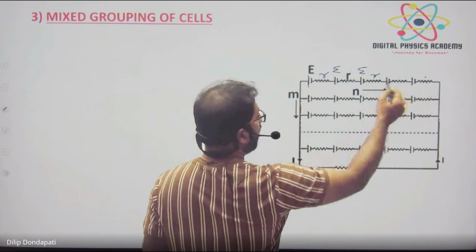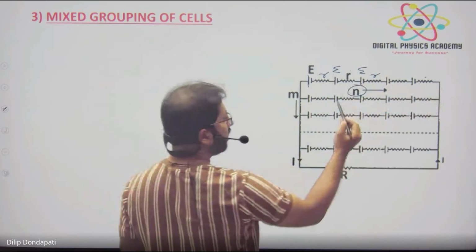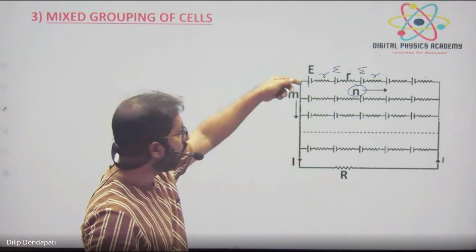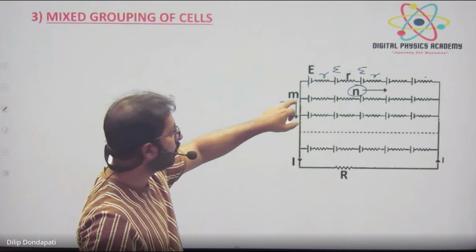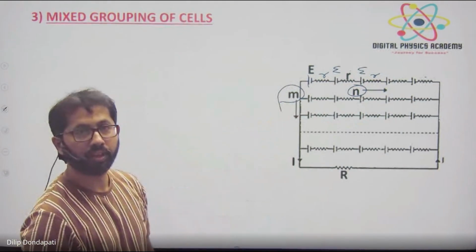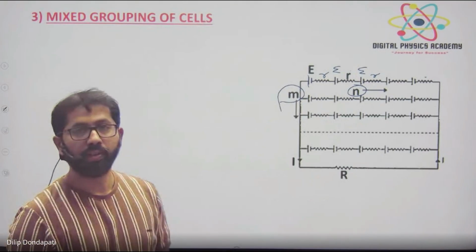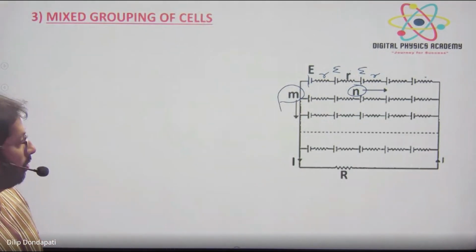Like this n cells are there, n cells in each row, one row. And how many rows are there? M rows are there totally. And external resistance R is connected. Now we will do a question on this. Draw the diagram.